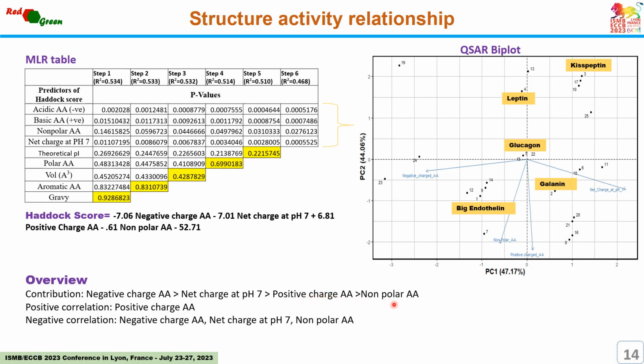In MLR correlation, positive charge amino acid is positively correlated, and negative charge amino acid, net charge at pH 7, and non-polar amino acid are negatively correlated. And we have a plan to design a super peptide using this QSAR data.